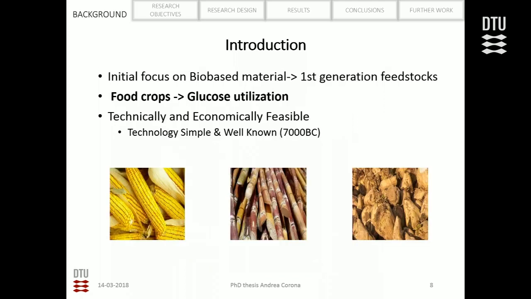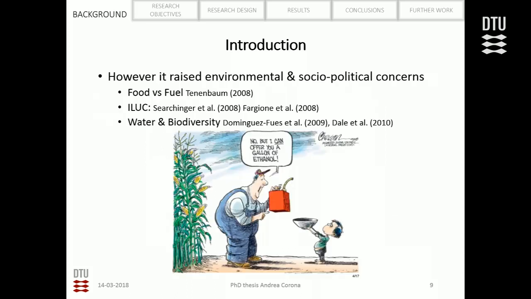At the beginning, the initial focus was on the utilization of food crops, so the first generation feedstock. And the technologies were focusing on the utilization of glucose, such as, for example, the one available in corn or sugarcane or sugar beet. And the technology has been demonstrated to be pretty simple and economically feasible, because we kind of know from thousands of years how to deal with sugar upgrade.